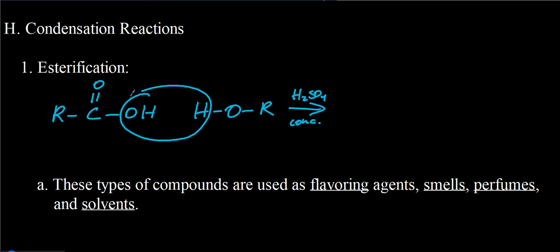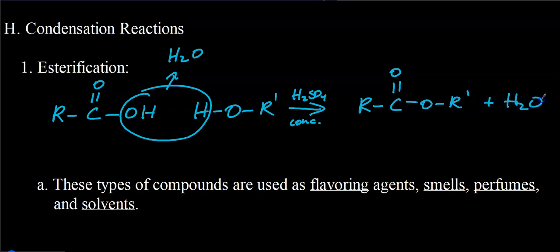the hydroxyl group from the carboxylic acid make the water, and then we have a bond formed between this carbon and this oxygen. And so what we end up with is, and maybe I should put an R prime here. So we have R over here and R prime just so we can tell the difference. So we have our organic products and we have the formation of water.